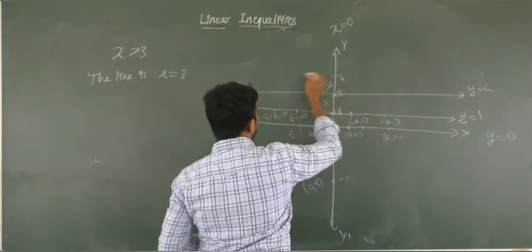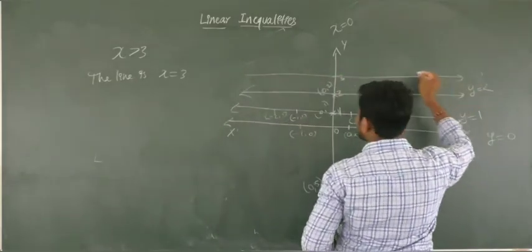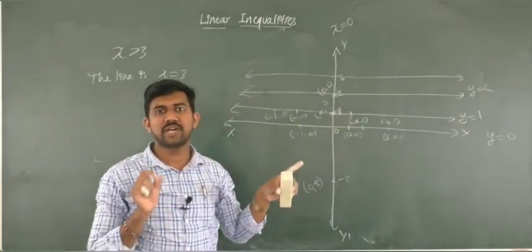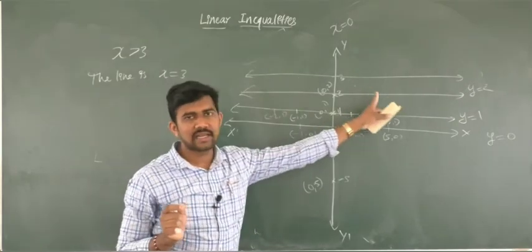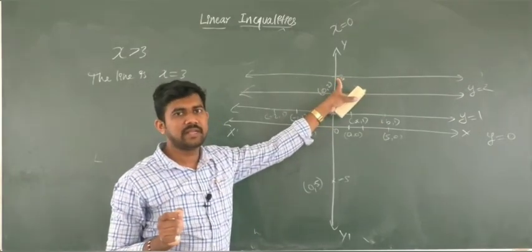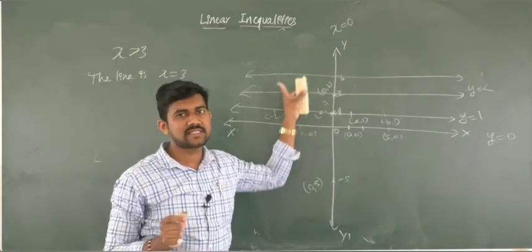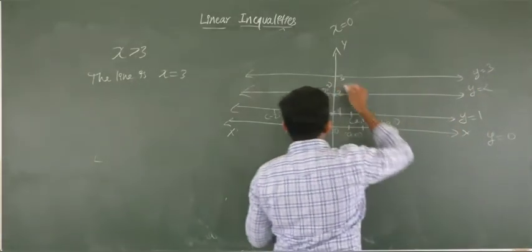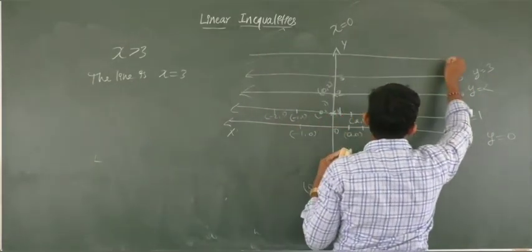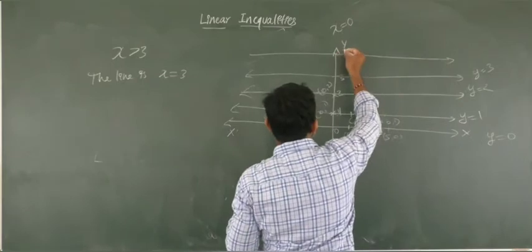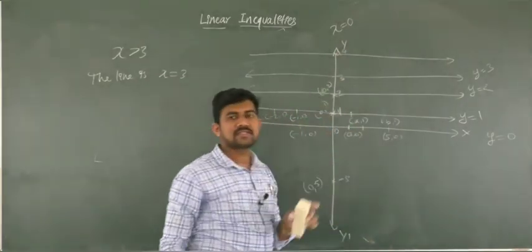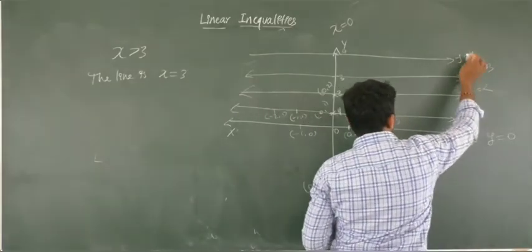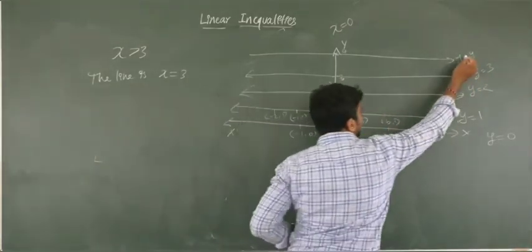If the line passes through the point 3 on the y-axis, what is the equation of the line? We should draw the parallel line here, because the y coordinate is the same. So the line passes through the point 3, parallel to the x-axis. What is the equation of this line? Y is equal to 3. If you consider the parallel line through the point 4, what is the equation of the line? Y is equal to 4.